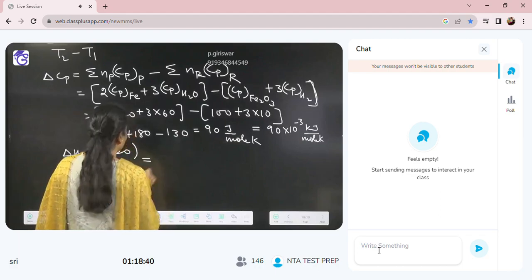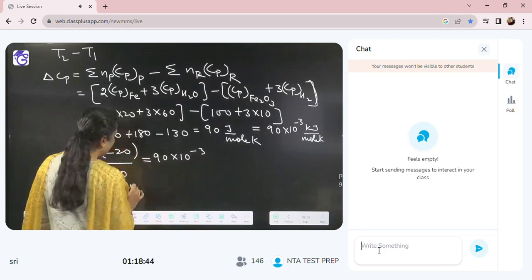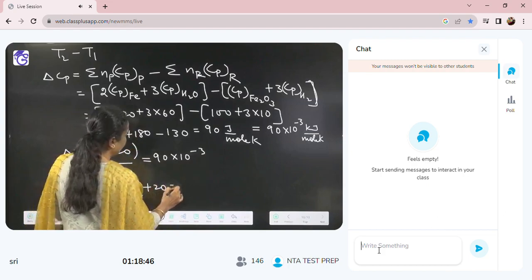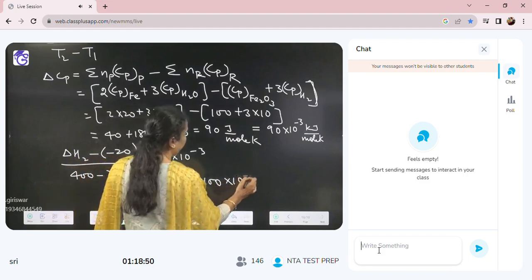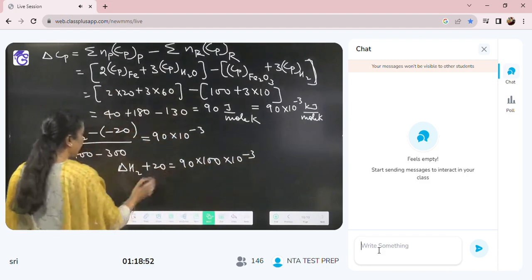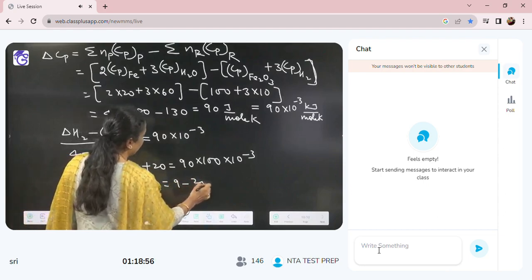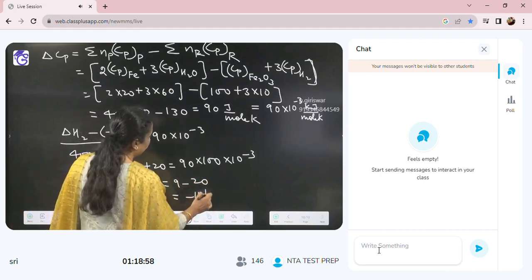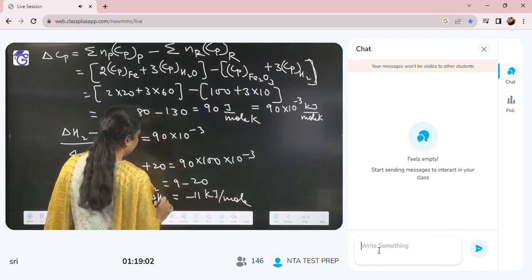Delta Cp is 90 into 10 to the power of minus 3. So it comes down to delta H2 plus 20. This is 90 into 100 from here into 10 to the power of minus 3, which will eventually become 9. So delta H2 will be 9 minus 20, which will become minus 11 kilojoule per mole. So that should be your answer. Delta H2 is this.